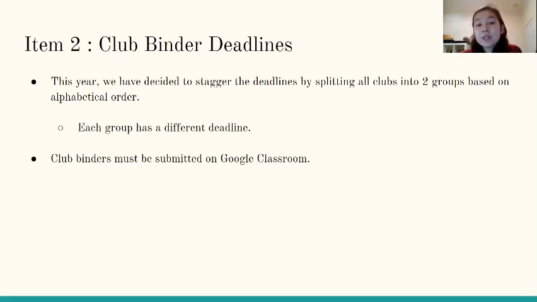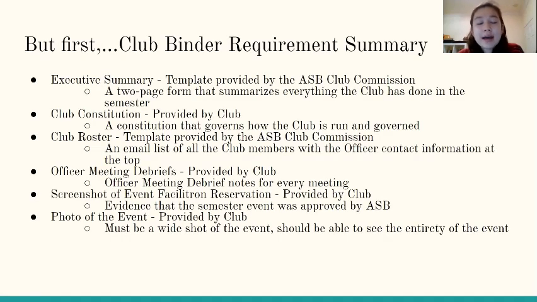So this year we have actually decided to stagger the deadlines by splitting all clubs into 2 groups based on alphabetical order. And so each of these 2 groups have a different deadline, and all club binders must be submitted on Google Classroom. So before I actually go ahead and announce the club binder deadlines, I want to give you guys a quick summary on the club binder requirements. So there's essentially 6 different parts of a club binder that all of you need to submit.